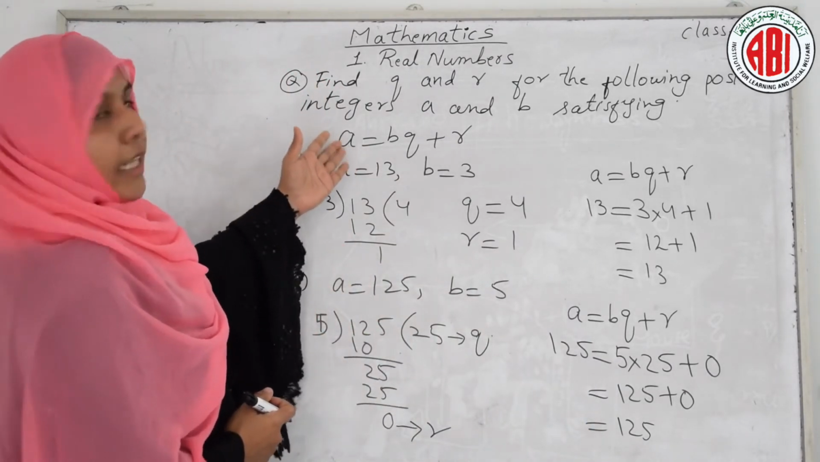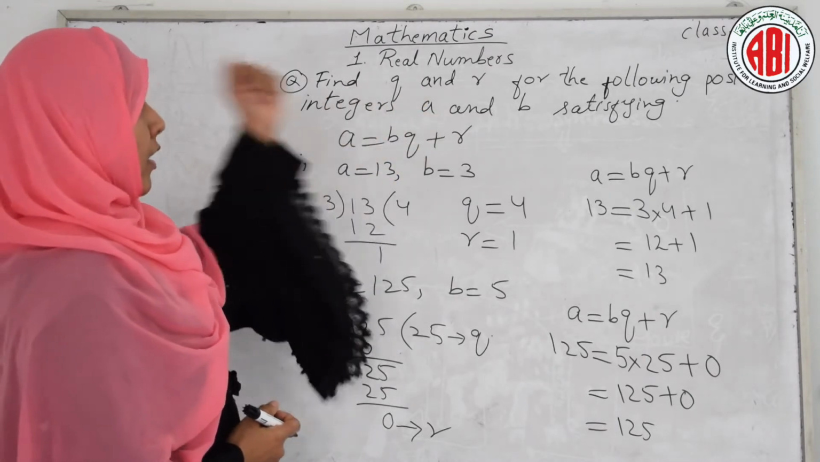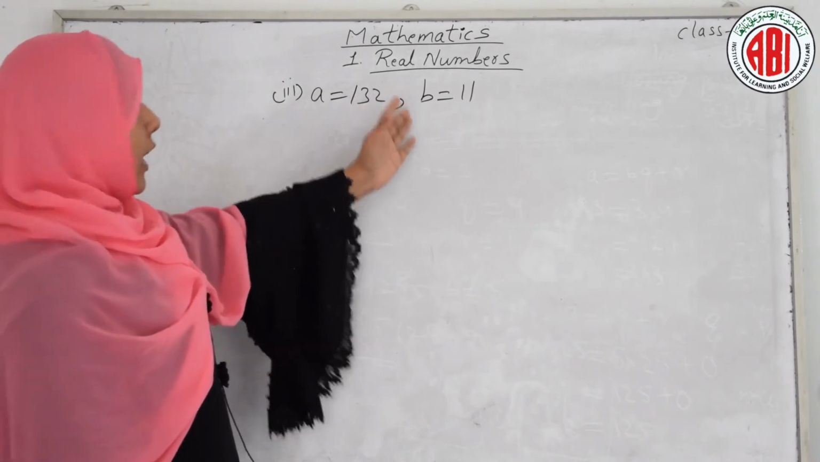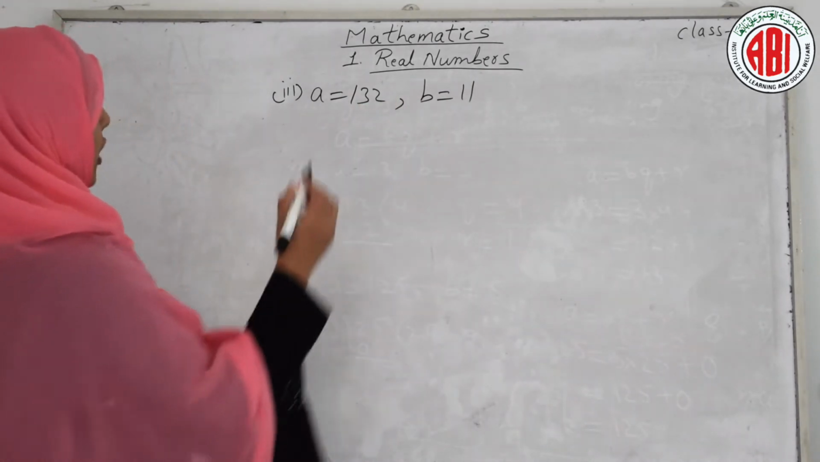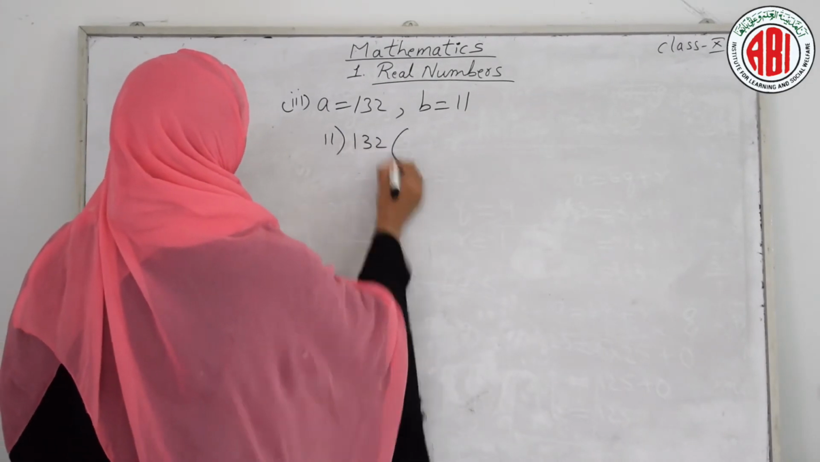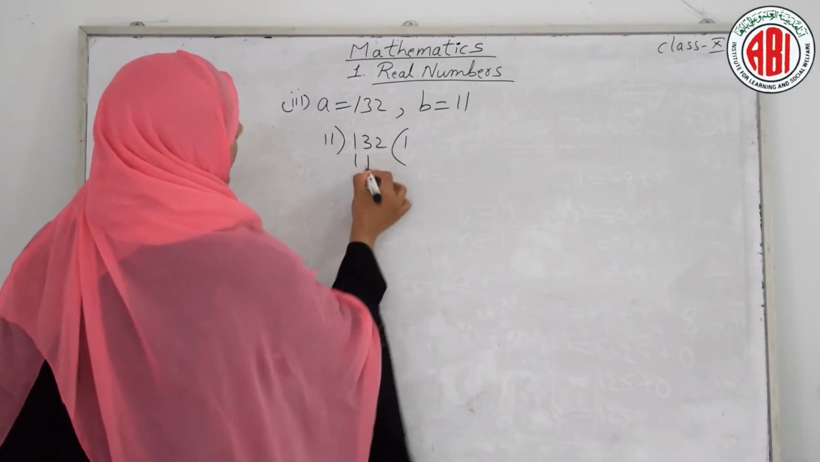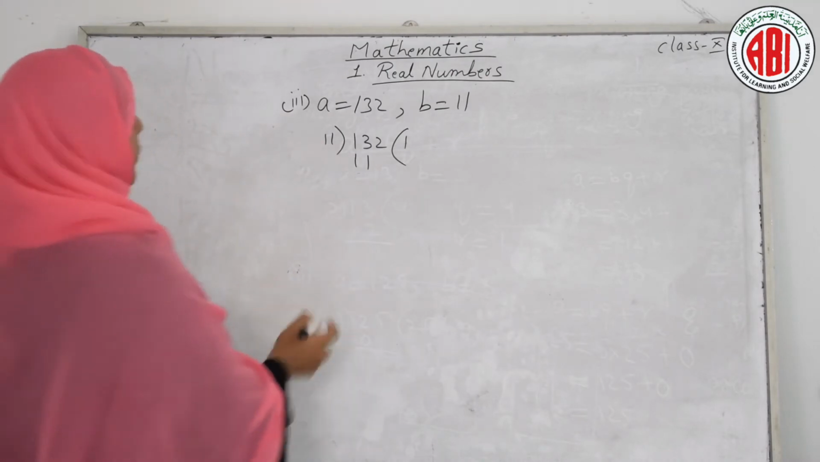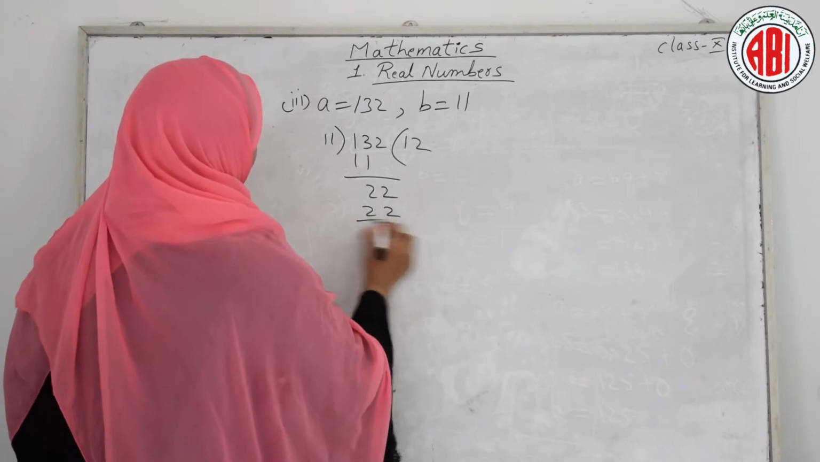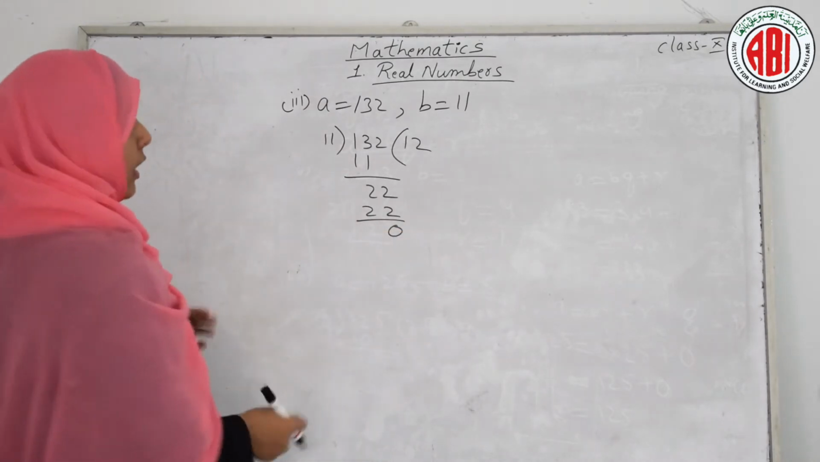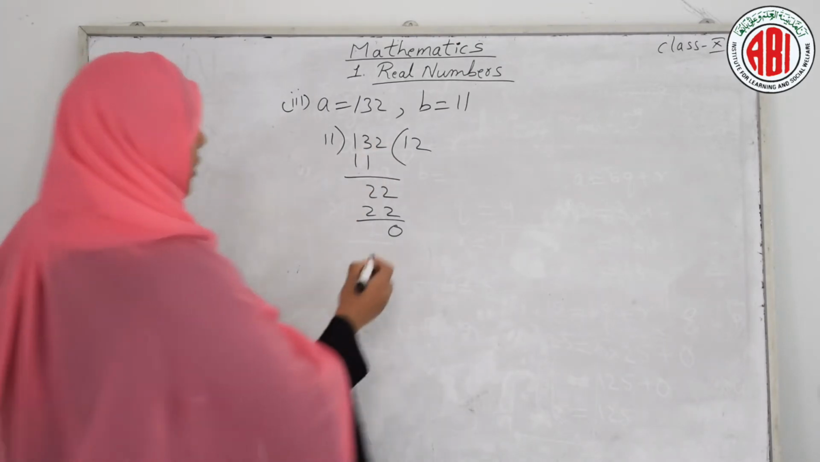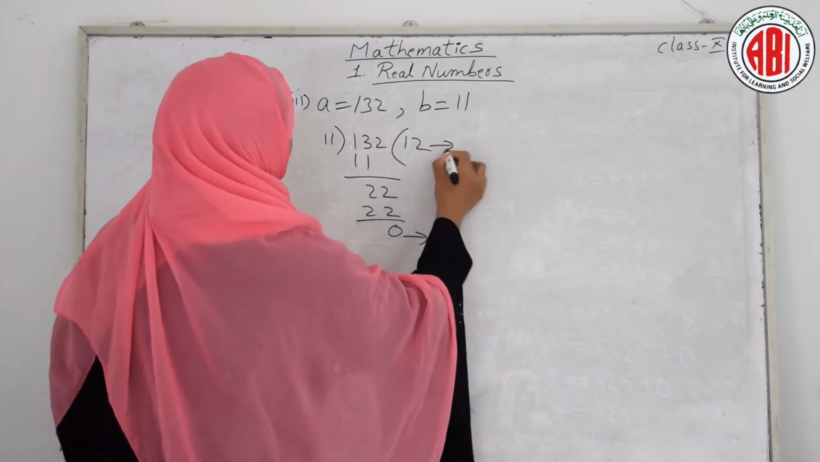That is, this equation A is equal to BQ plus R. For the same thing, divisions, taking A as 132 and B as 11. Let us verify for this. 11 you have to divide into 132. 11 ones are 11. This is just simply a division. 3 minus 1 is 2. 11 twos are 22. So we are getting remainder 0. So we have to find Q and R. So we got Q 12 and R, remainder, 0. And this is the quotient.